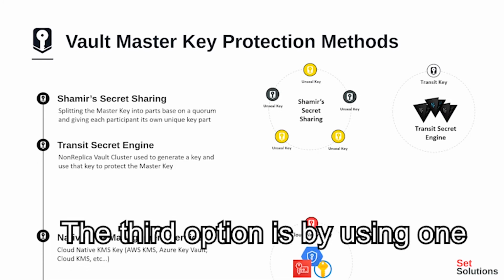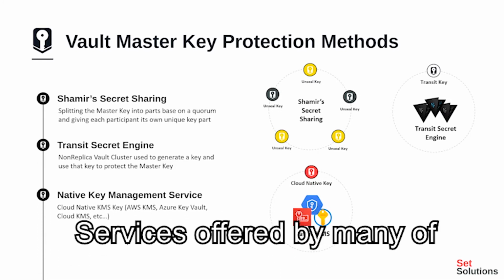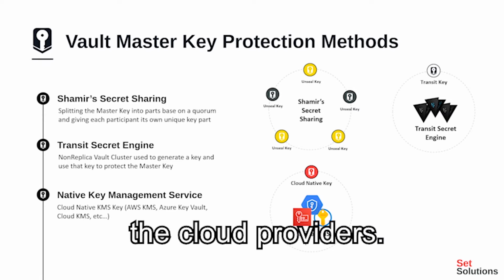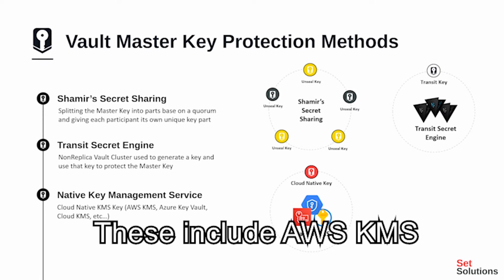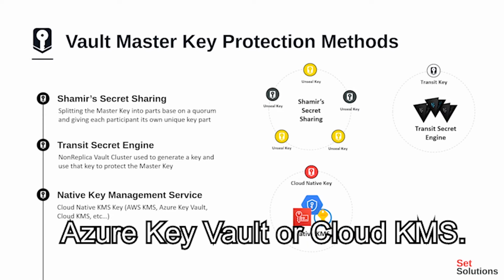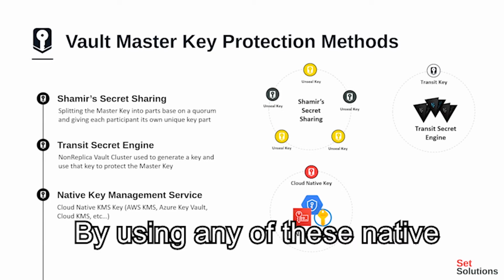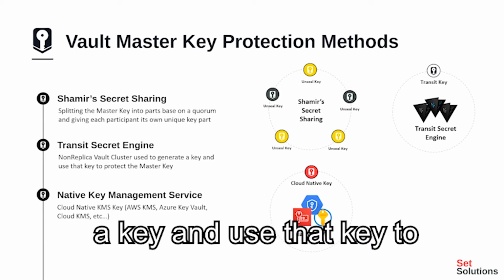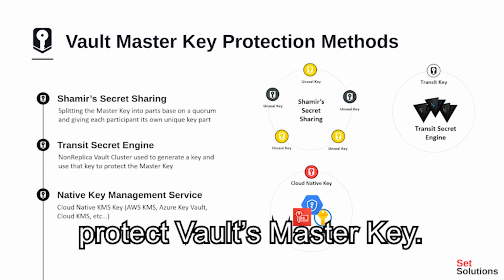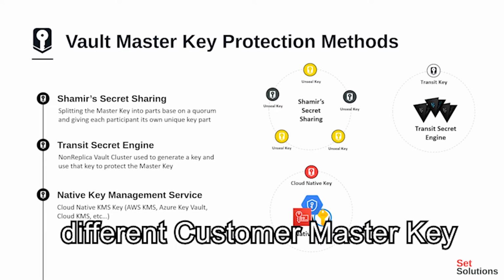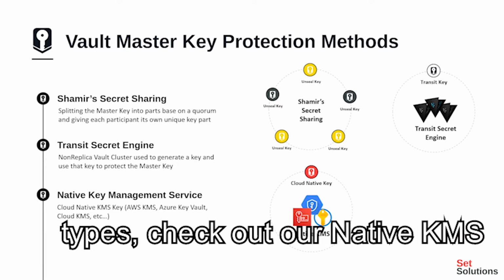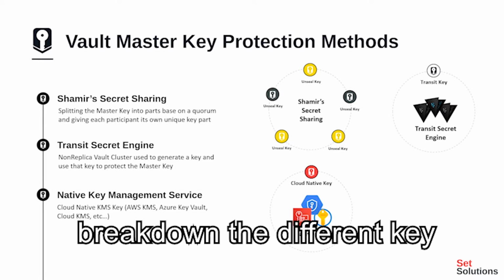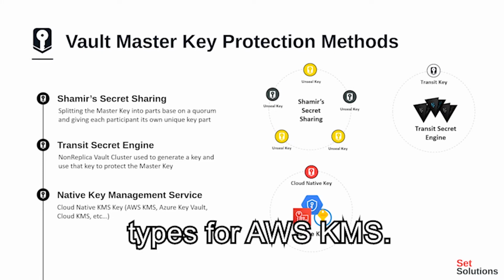The third option is by using one of the native key management services offered by many of the cloud providers. These include AWS KMS, Azure Key Vault, or Cloud KMS. By using any of these native cloud services, we can generate a key and use that key to protect Vault's master key. To learn more about the different custom master key types, check out our native KMS overview video where we break down the different key types for AWS KMS.